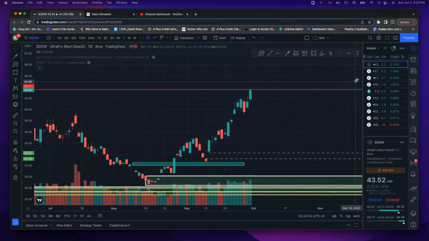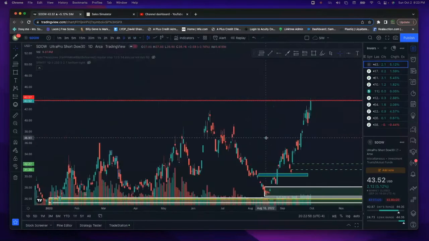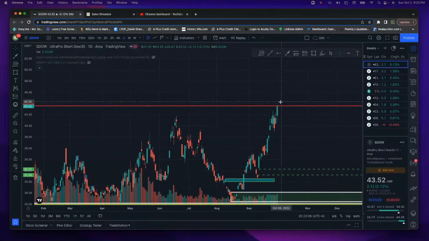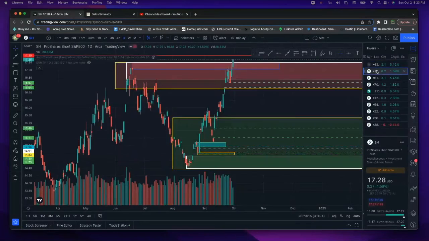In addition to SDOW, I'm looking at, so we're still seeing some upward movement. If price breaks above on SDOW, 43.57 is the area I'm watching. If price is able to close above this level, and then you come back and see a rejection from it, then I'm going to take this long. In addition to that, I'm going to look at SH, which is S&P.